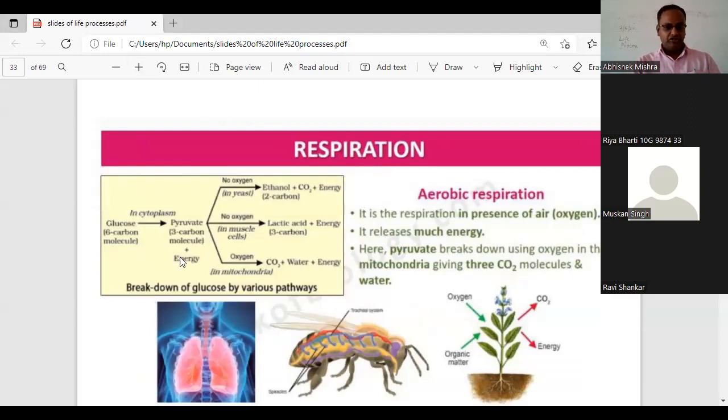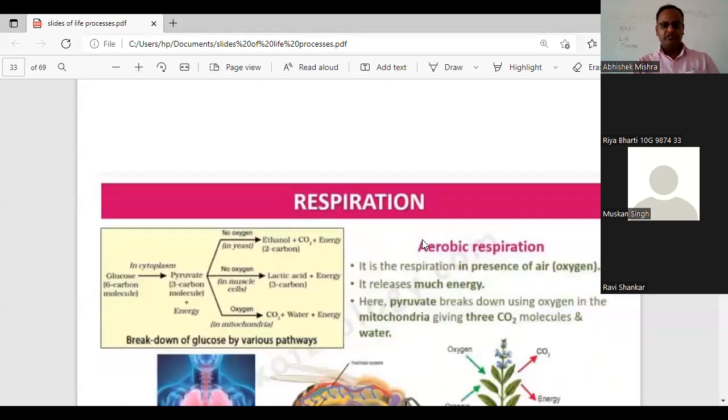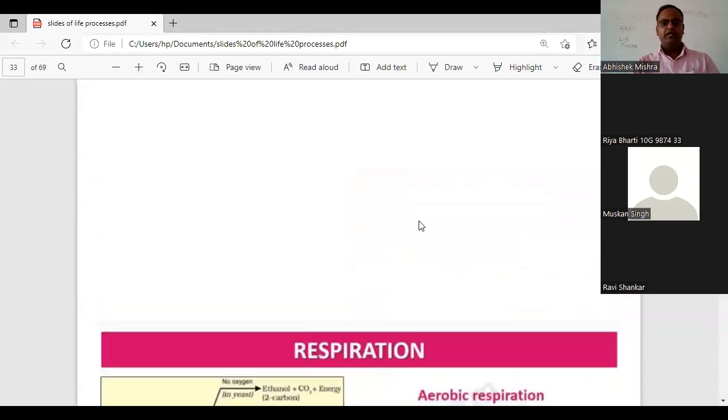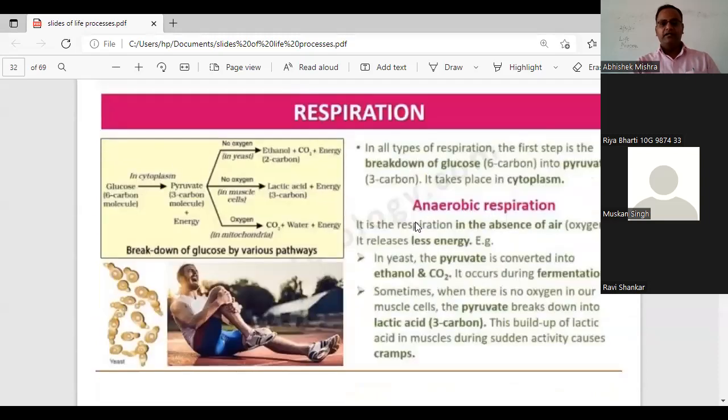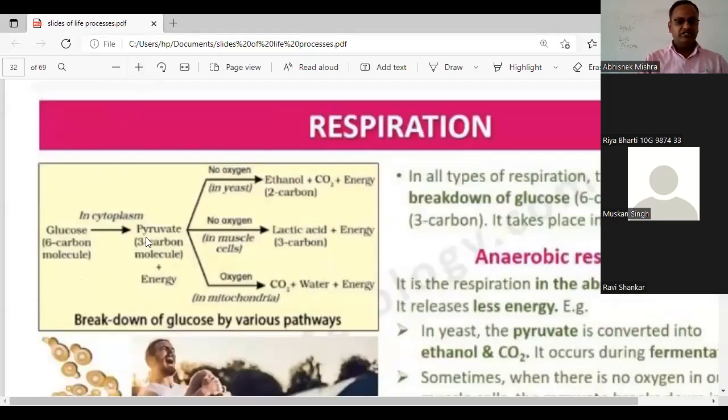And when the food material is partially oxidized, the amount of energy released definitely will be low. And here, I will also show you the various pathways, the pyruvate. In case of anaerobic respiration, it takes place in the absence of oxygen. Now, first of all, students, before going into further detail, all of you look at this flow chart, this word diagram. It is very, very important, because it gives you a clear-cut indication of the various steps of respiration.